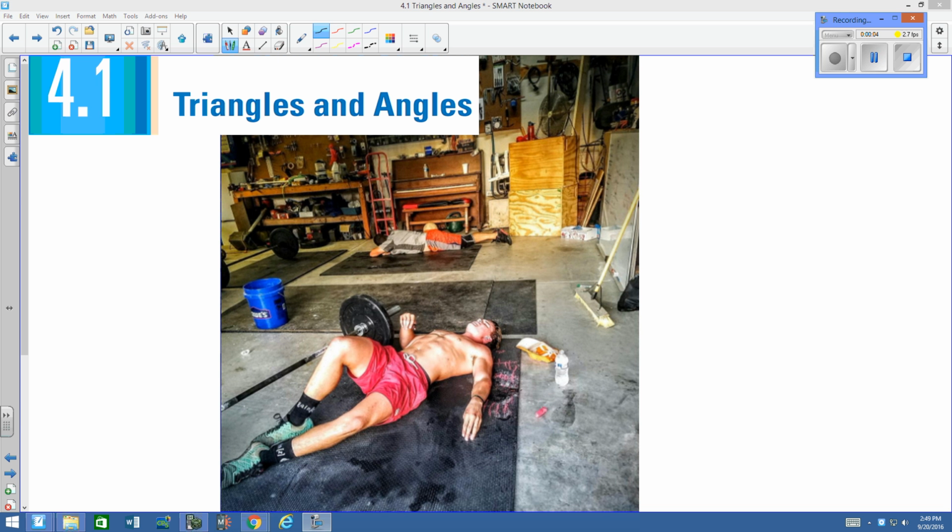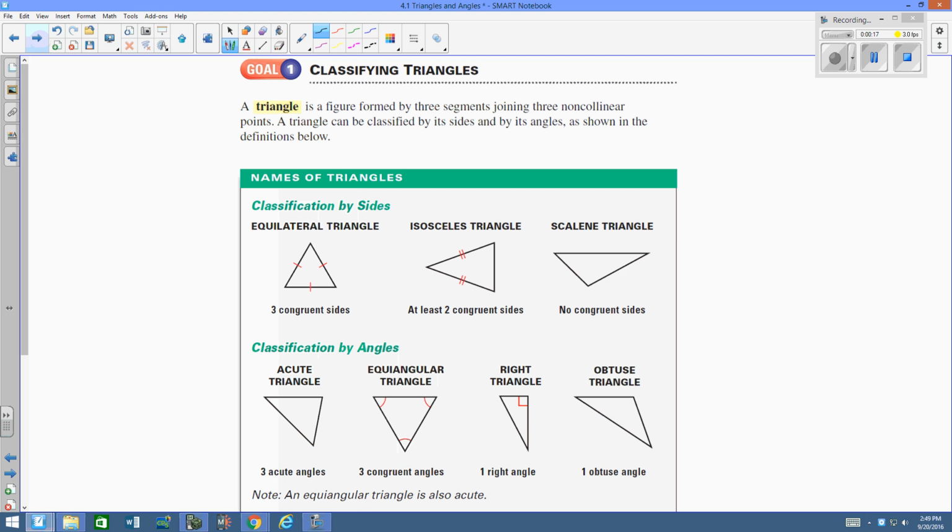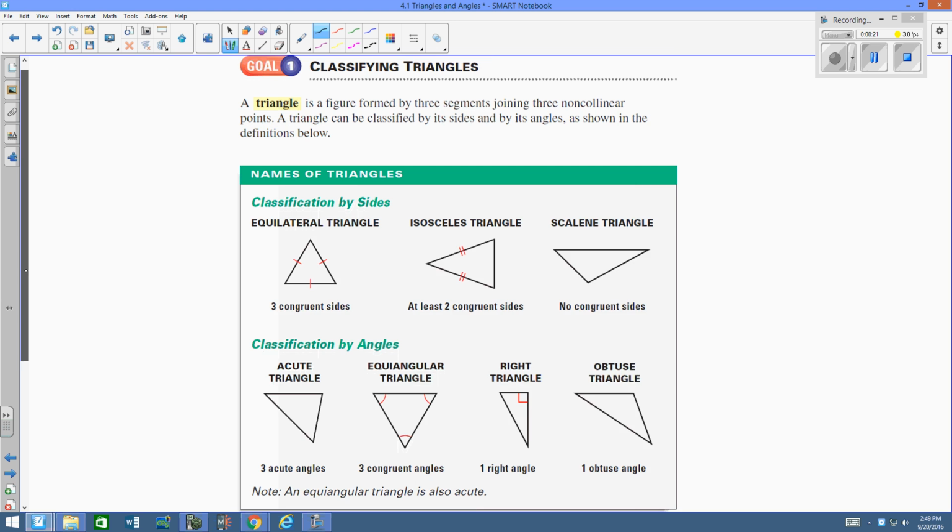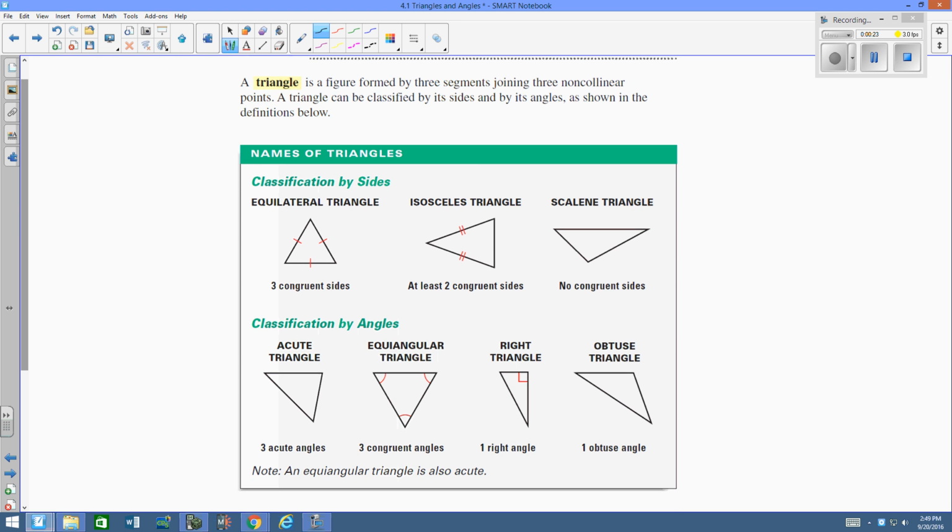All right, this is lesson 4.1, triangles and angles. Today we're going to learn about a brand new shape you've never seen before. It has 3 sides. It's called a triangle. You can classify triangles by their angles and by their sides.